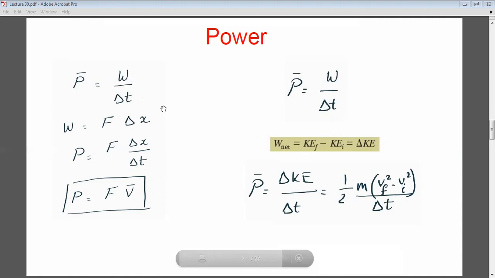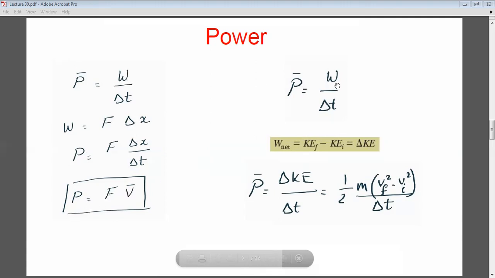So there are two ways to derive power. One way is instead of W, I will put F delta X. So I will have P equal F delta X per delta T, but delta X per delta T, from the first chapter, is V. So power is F times V. So if they give me the force and the speed and ask me to calculate power, I just do power equal F times V, okay?